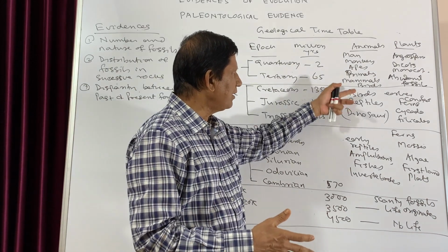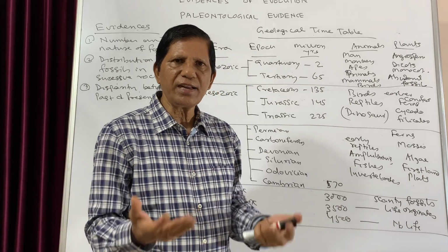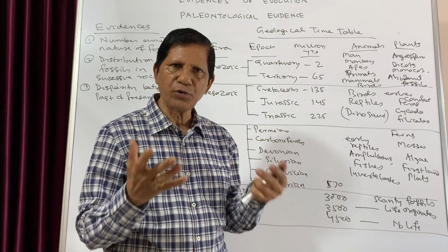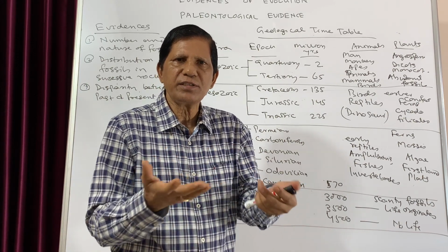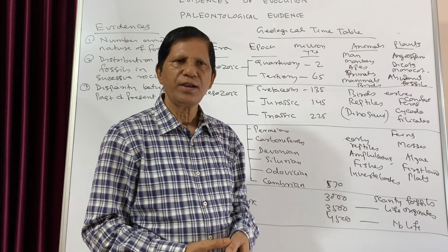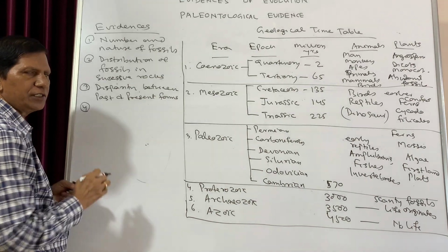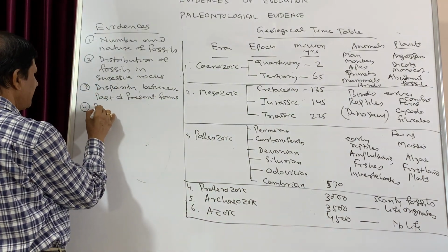Similarly, earlier the plants, animals, the human beings, what was their nature? They were very simple, while at present the flora and fauna are more complex, because evolution has taken place in that manner. So that is the third point. The fourth point is very, very important. That is known as missing links.